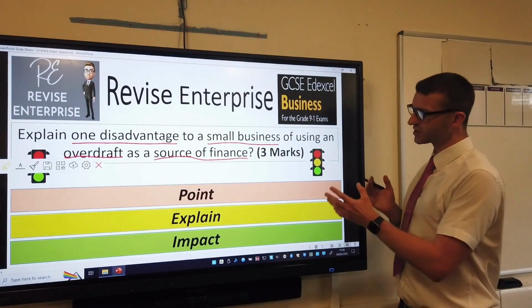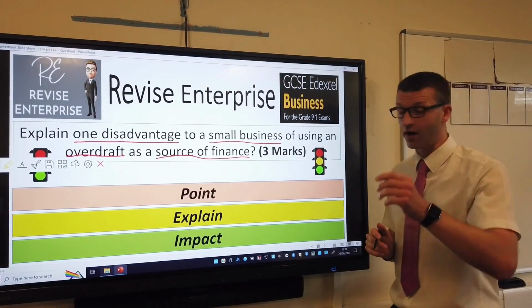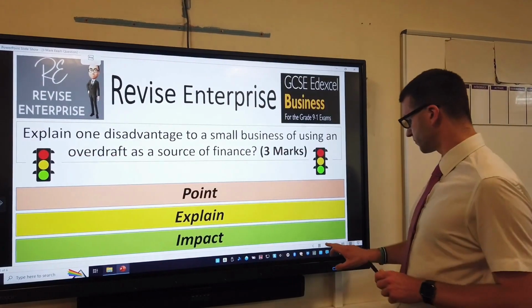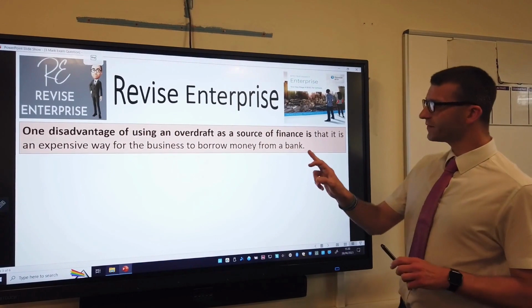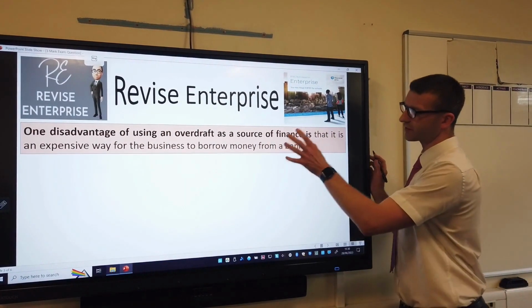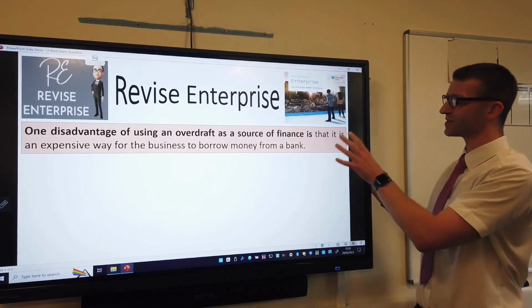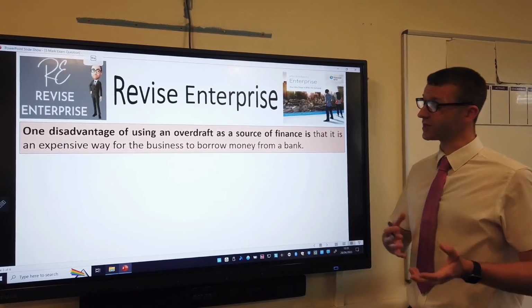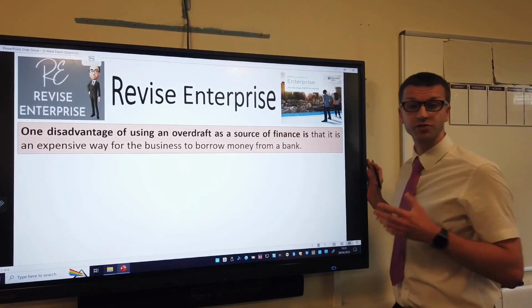So what I'll do on the next slide is just go through an example answer. How can we get 3 marks out of 3 for you on this particular question? So if we just cross off here on the board, we'll go to the next slide. So first of all, one disadvantage of using an overdraft as a source of finance is that it is an expensive way for the business to borrow money from a bank. So they have additional charges in place. It's going to cost the business a lot more money using this particular source of finance.